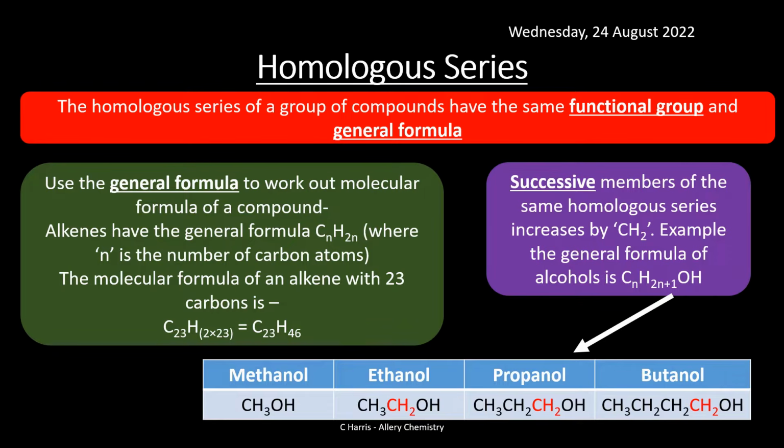So for example, the general formula of alcohols is CnH2n+1OH. So your homologous series would be methanol, ethanol, where you've added an extra CH2, propanol, added an extra CH2, butanol, added an extra CH2. So as you go across, you can see these are all part of the same family, the homologous series. They're all alcohols, but you've got different types of alcohols: methanol, ethanol, propanol, butanol, and the only difference is we're adding an extra CH2 each time. So that's what we mean when we say homologous series. It means the same, so we're looking at similarities here.